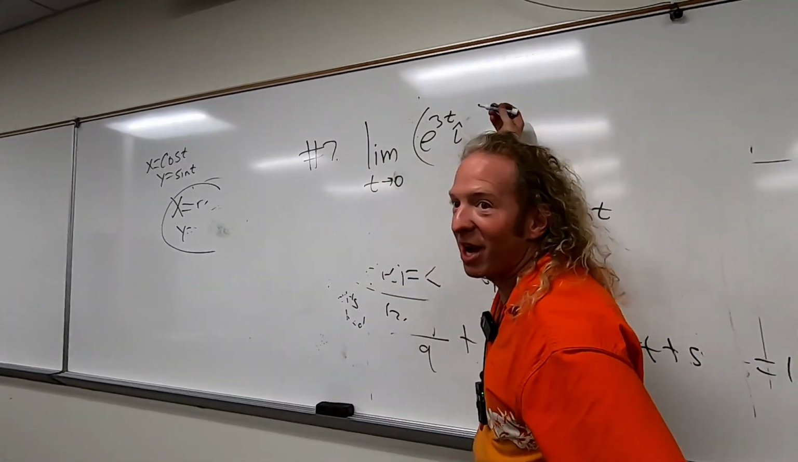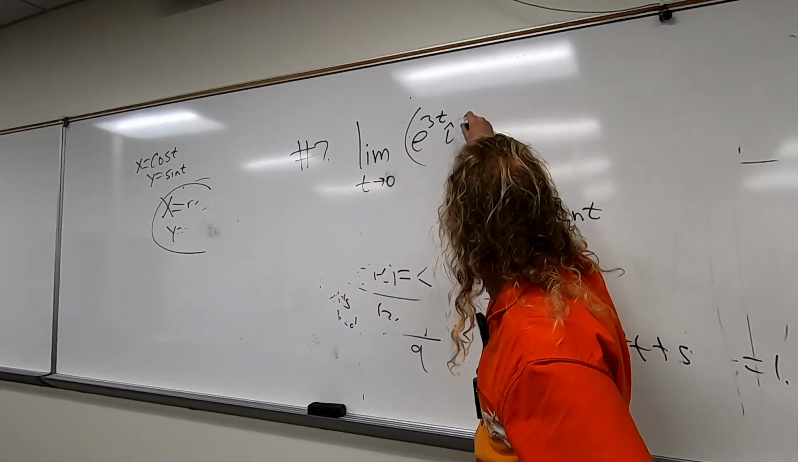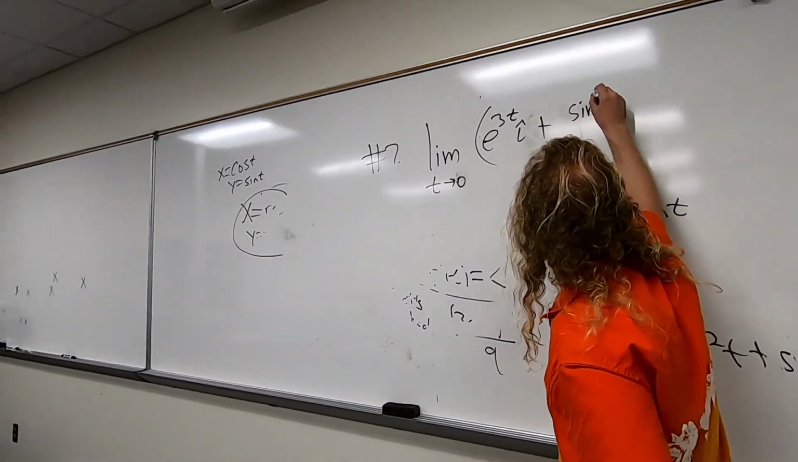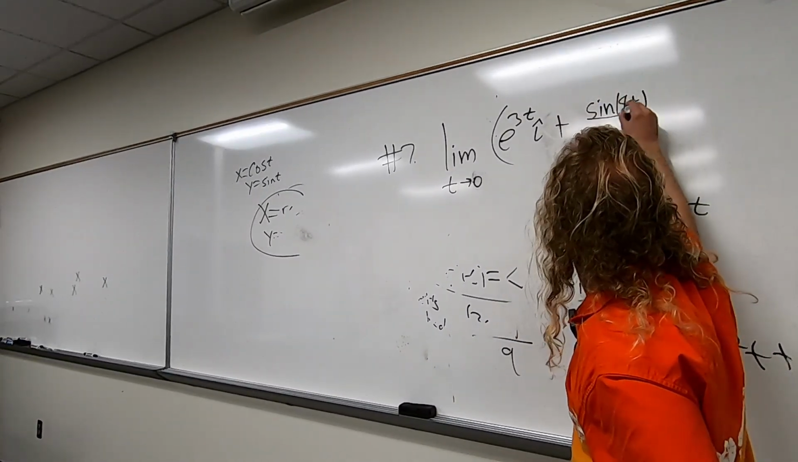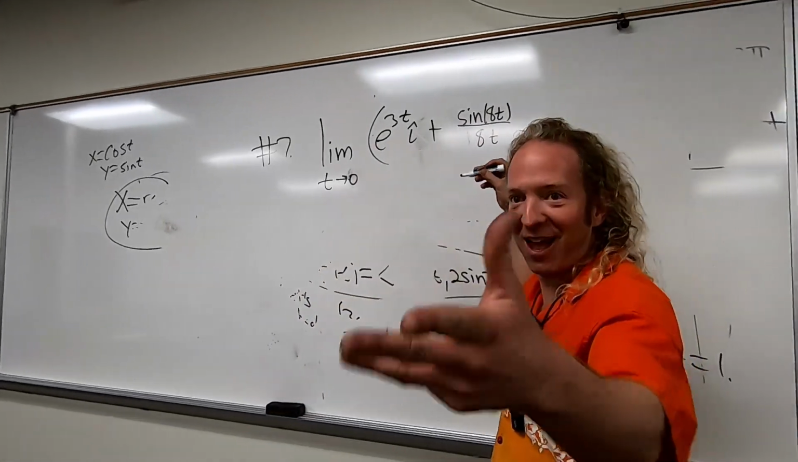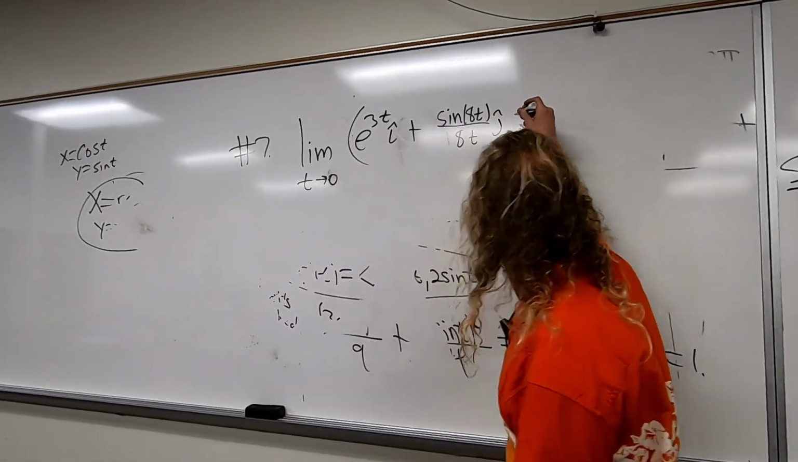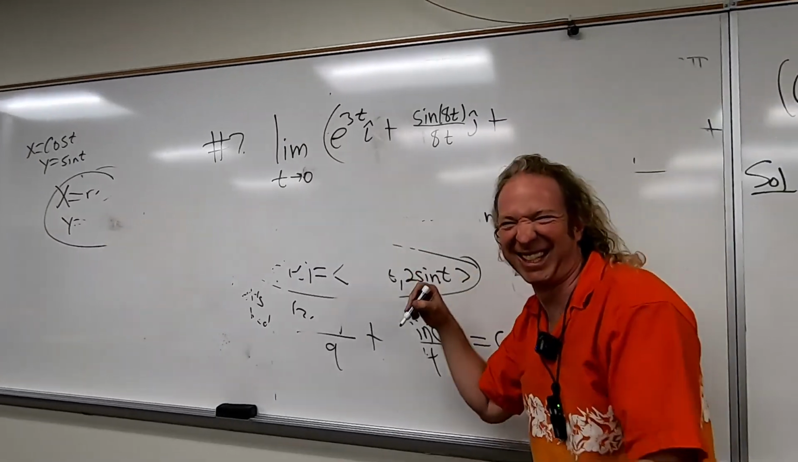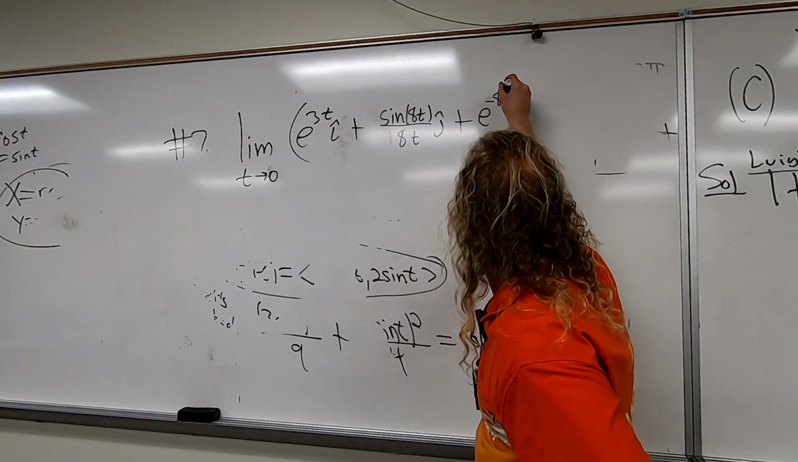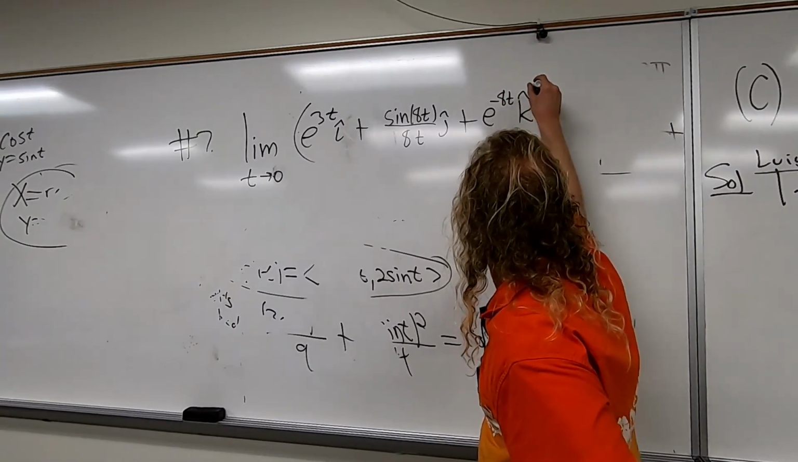Sine AT, plus... oh, sorry, plus sine. I'm going to let someone else do it. No, come on, Rush, it's good. Sine AT over AT, plus j hat. Yeah, it's good, it's important. Plus b to the negative 8t k hat, negative 8t. Yes. K hat like this. That's it.